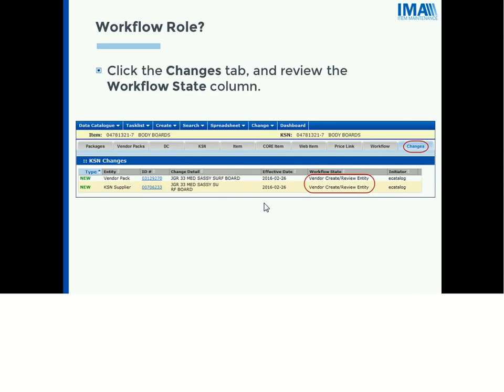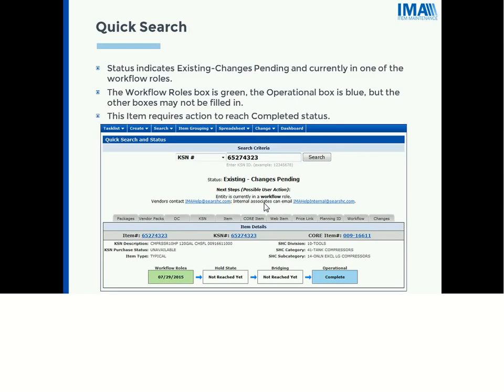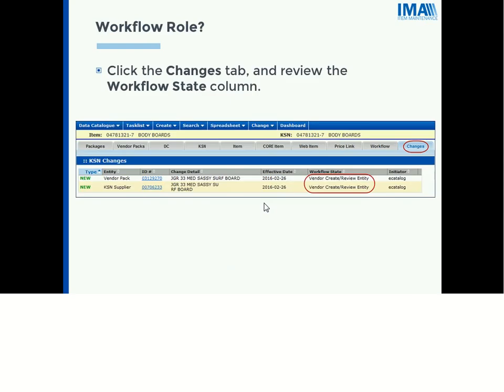So you know that there's some action needed on this item, but you don't know who needs to be completing the action. So if it says workflow role, you can click the Changes tab, which is over here on the far right. And underneath the workflow state, you will be able to see what role the item is in. So this says vendor, so that means that there's some action that's required by you.